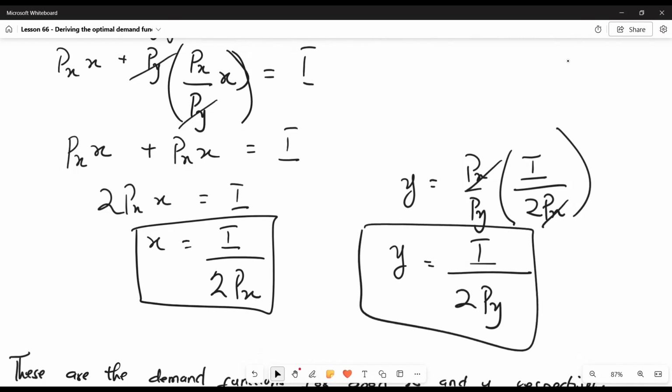These are the demand functions for the two goods X and Y respectively, because they show how the quantity of each commodity varies with its price. So this is all that we have in our lesson on deriving the optimal demand functions. Our next lesson is going to look at what information we can get from these demand functions.